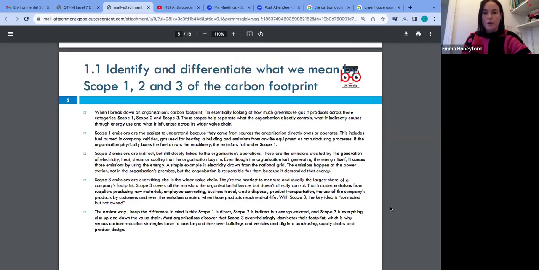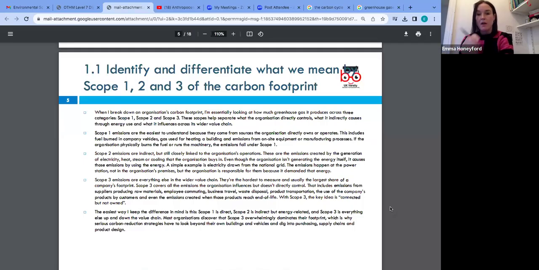So 1.1, Learning Outcome 1, this is around identifying and differentiating what we mean by the 3 different scope areas, so scope 1, 2, and 3 of the carbon footprint. So when we look at an organisation's carbon footprint, it's a way of looking at how much greenhouse gas is being produced across an organisation, and the methodology that is used commonly is to break it down across the 3 different scope areas.